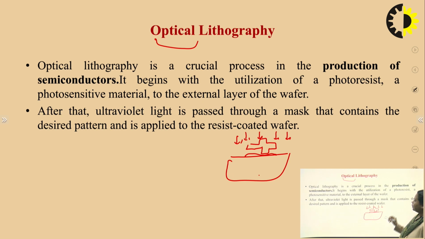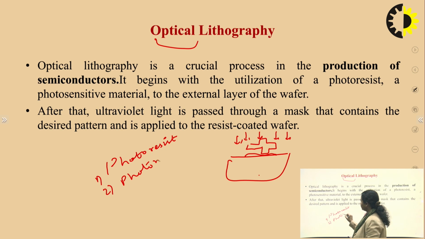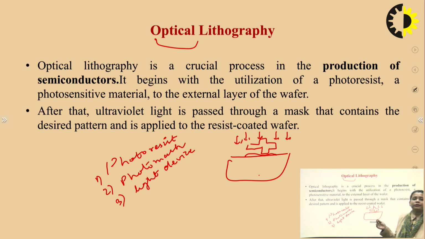So the main thing in this lithography is the photoresist. Photoresist is the important thing. Second is the photomask, right? And third is the presence of a light device. Light device means something in the presence of which the transferring is happening.